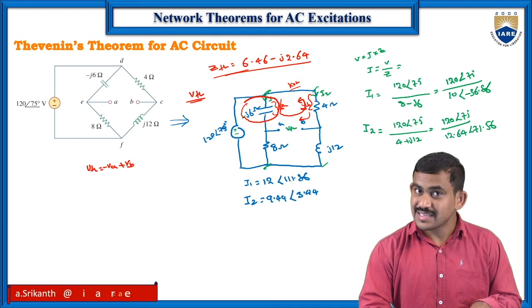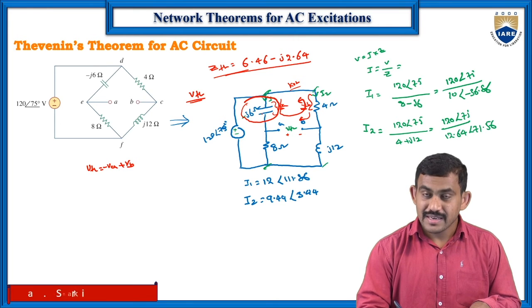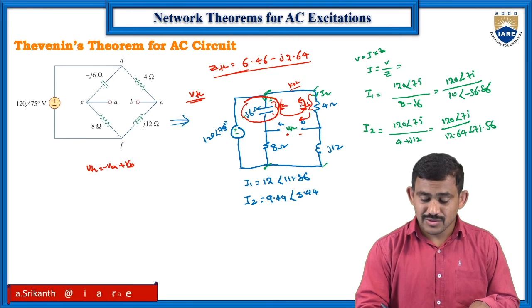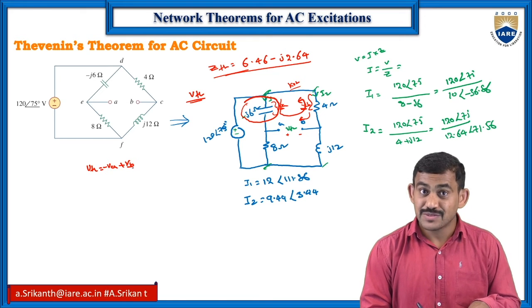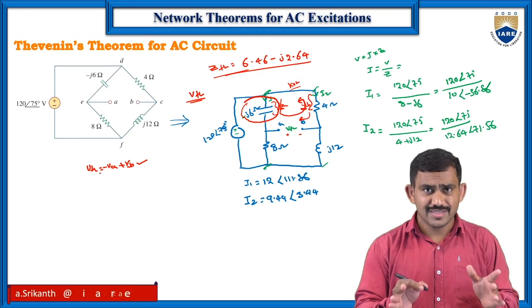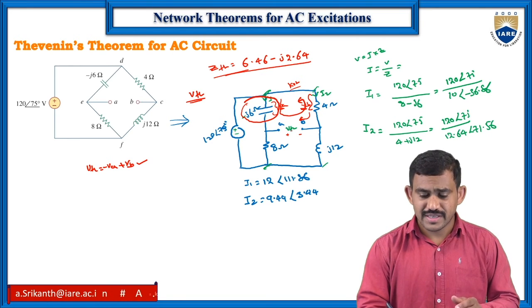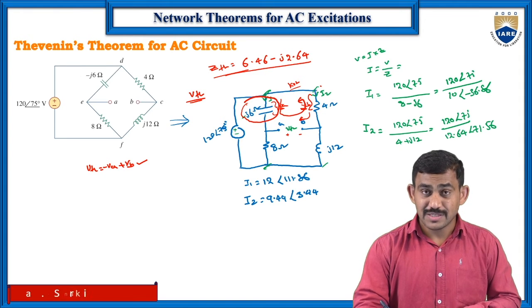So both current directions are reverse. If you follow the I2 direction, this is negative to positive, and here positive to negative. It's a reverse. So we have minus VA plus VB. That is the VTH value. In a closed loop, the voltage is 0. So following VTH, VA is minus, VB is plus.